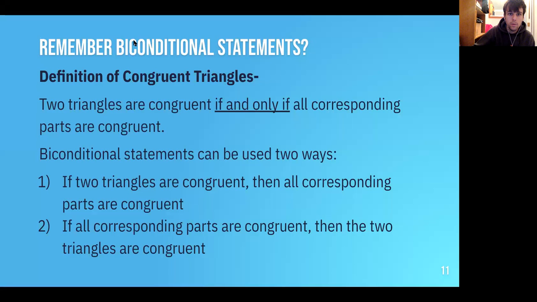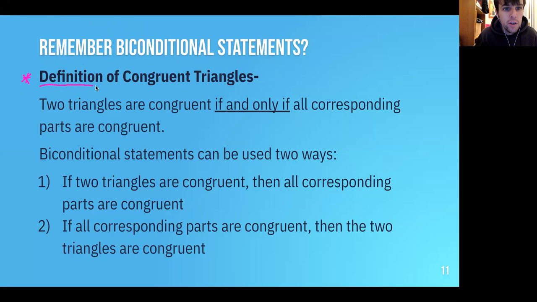All right, so we are going to be going over the second part at the beginning of the semester here. We're going to be talking about CPCTC. We'll get into what that means in a bit. But in order to do that, we need to remember a little bit about biconditional statements from earlier in the year. So let me use the definition of congruent triangles to talk about that.